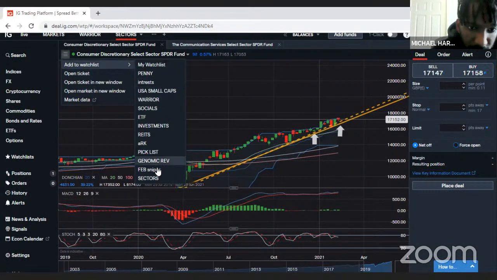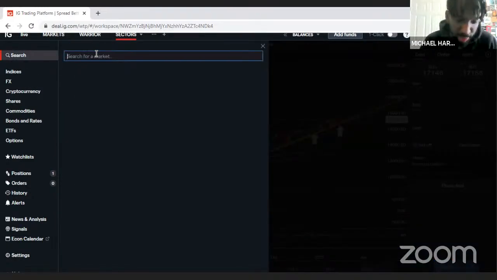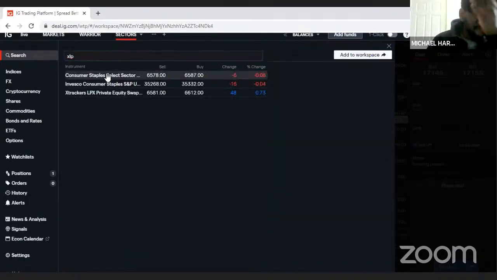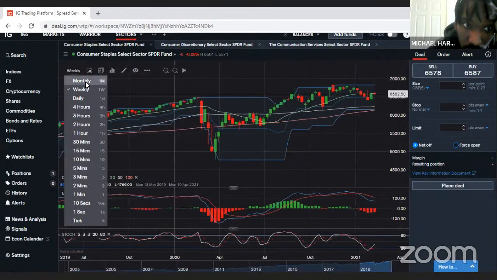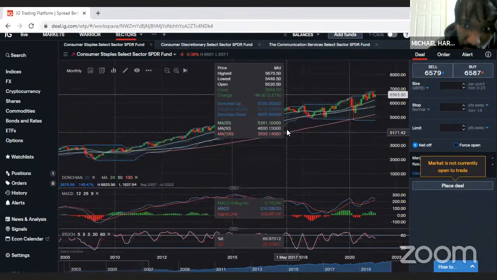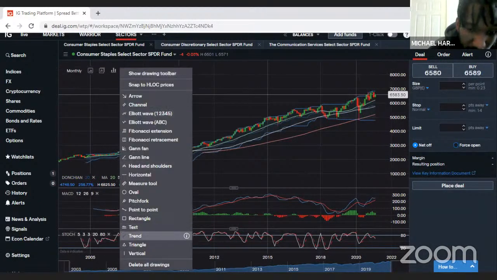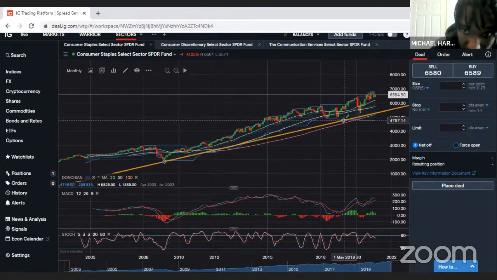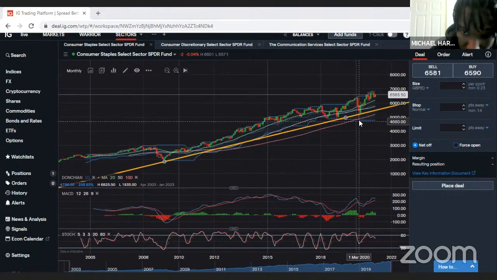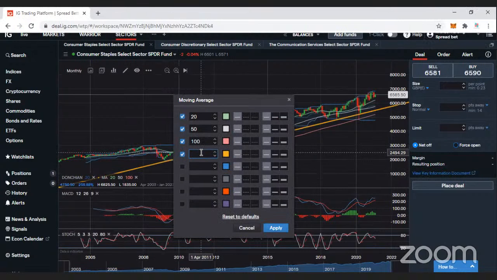So sectors. Okay, so next sector is consumer staples, XLP. Again, beautiful trend line. And that's on the monthly as well. And we had that nice touch there, see that touch there, just on the moving average. Again, I need to make sure that the 200's in there, especially if we're looking at it this long range.